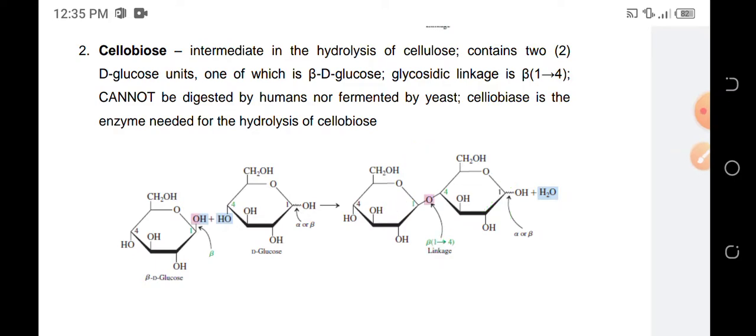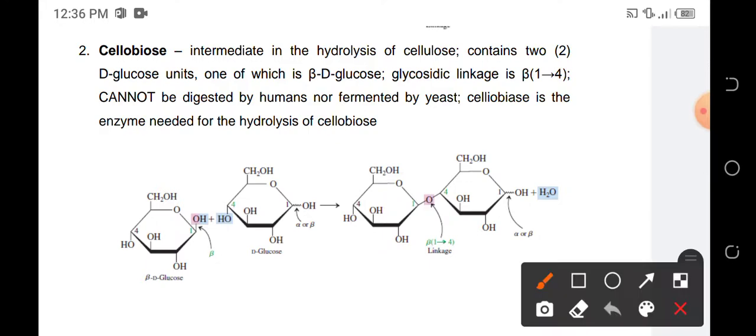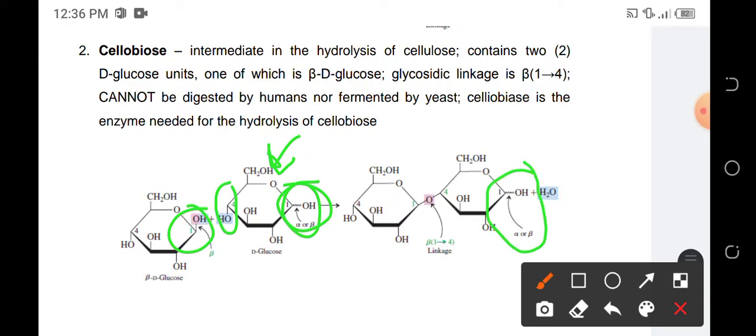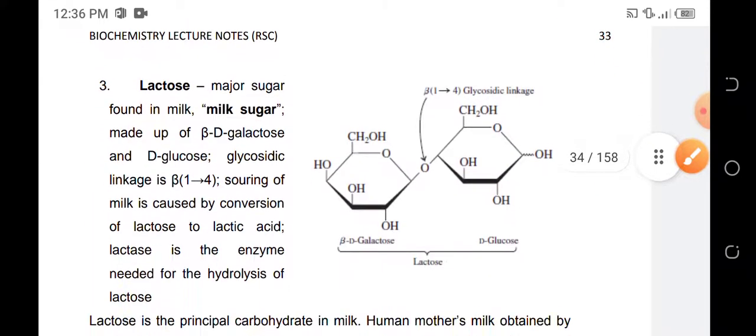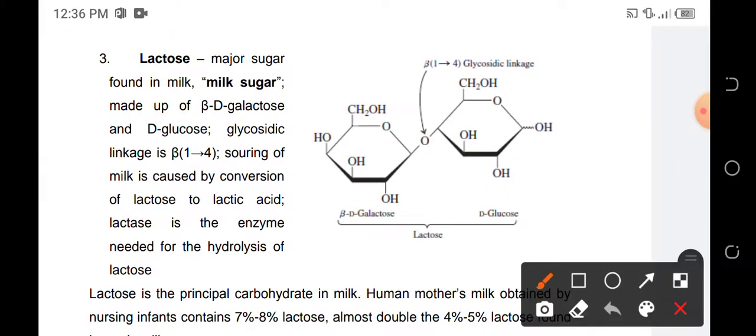So, ganun din sa cellobiose, only one hemiacetal carbon atom is involved in the condensation reaction. So therefore, itong remaining hemiacetal ng second monosaccharide ay free pa rin. So an alpha and beta anomer is possible to exist for cellobiose. Okay, kasi ito pwede siyang oriented above and pwede rin maging oriented below, so that we could have the alpha and beta anomers. Okay?